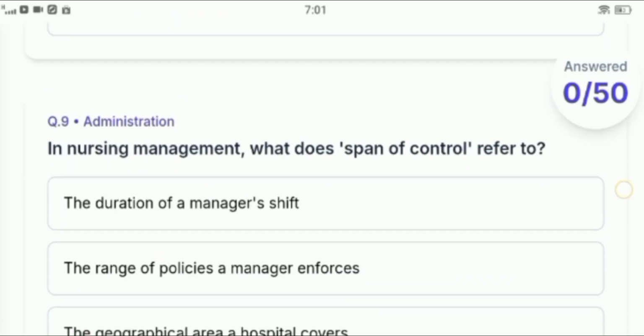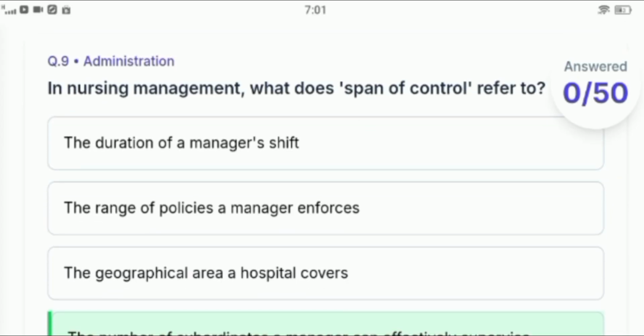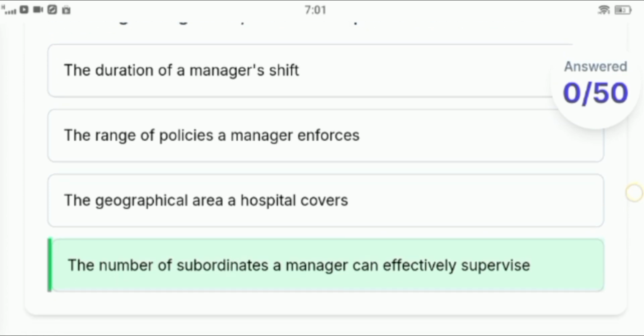9. Administration. In nursing management, what does span of control refer to? Option A, the duration of a manager's shift, B, the range of policies a manager enforces, C, the geographical area a hospital covers, and D, the number of subordinates a manager can effectively supervise. So the correct answer is D, the number of subordinates a manager can effectively supervise.